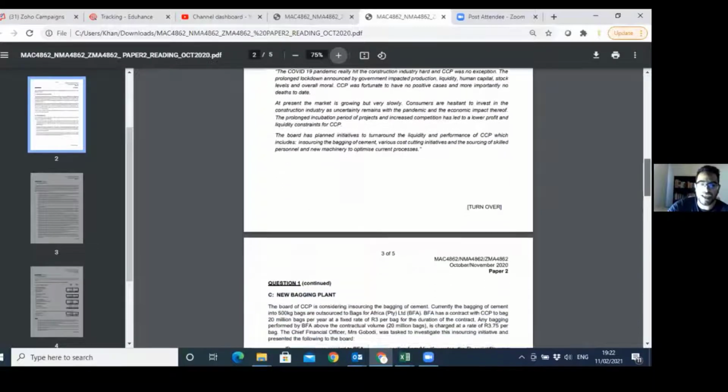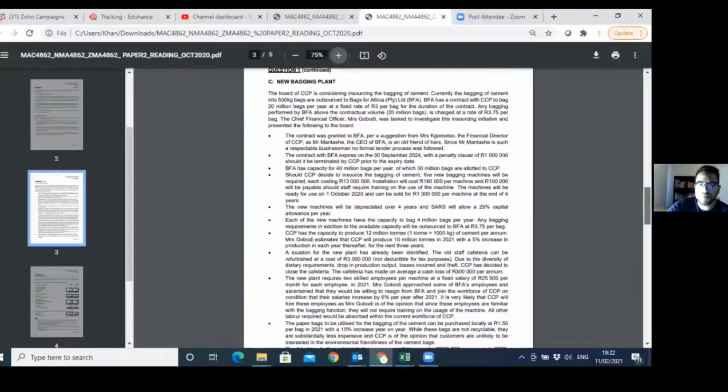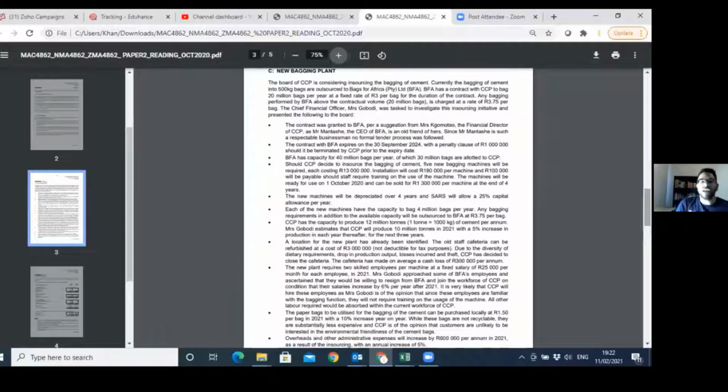So now we come to part C, new bagging plant. So now we're going to read this a bit carefully. And remember, when it comes to capital budgeting, there are 5 basic principles. Number 1, we always focus on future cash flows. Number 2, in no particular order, the timing of cash flows is of extreme importance. Number 3, we take opportunity costs into account. Number 4, all cash flows have to be after tax. And number 5, we do not take financing income and expenses into account.